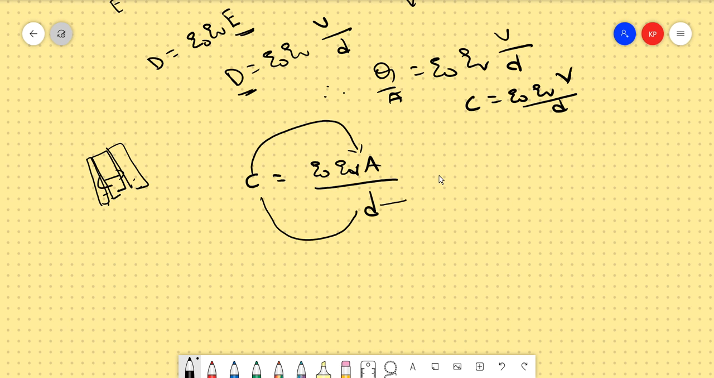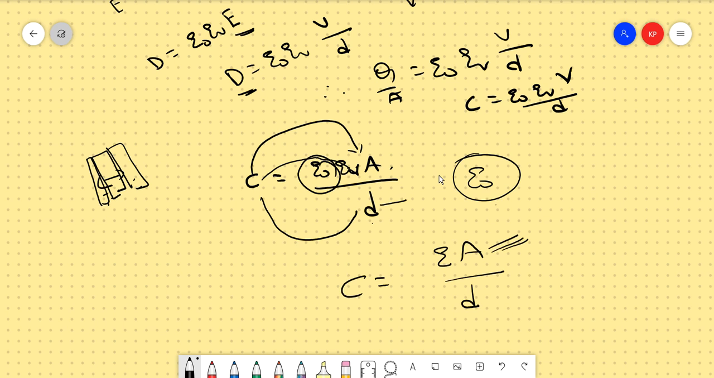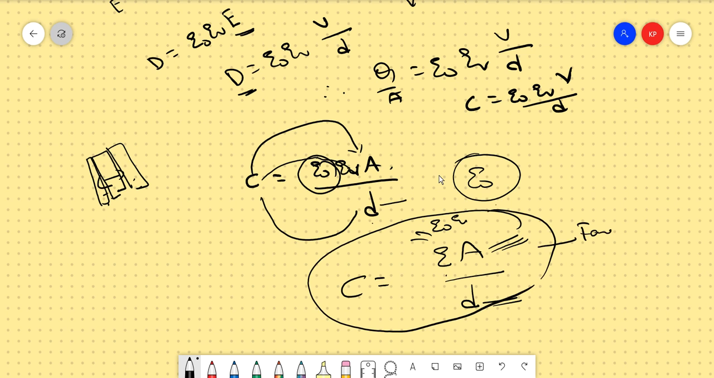Therefore, capacitance is proportional to the area of the plates, inversely proportional to the distance between the plates, and directly proportional to the relative permittivity of the medium, where epsilon naught is constant. We already know that. So finally we came to know that capacitance is equal to epsilon A divided by D, where A is the area of the plates and D is the distance between the plates, where epsilon is equal to epsilon naught epsilon r. The units of capacitance are farads, microfarads, nanofarads, picofarads.